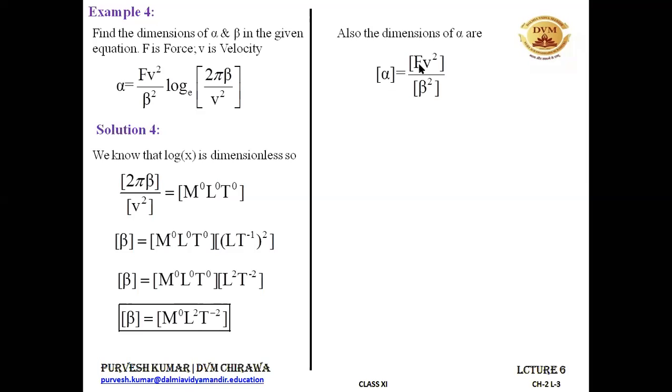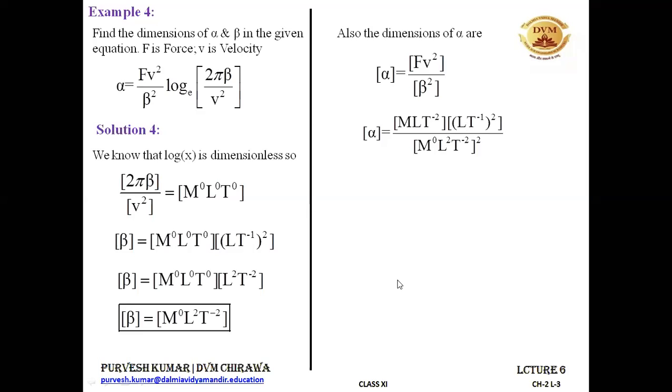Now write up the dimensions for f, that is force, v, that is velocity, and beta also we can write, because we have just obtained the dimensions of beta in our solution number 1, that is part A. Just put the dimensions of f, v, and beta. So we'll be getting it like this. For f, I have written mlt minus 2. For v, I have written lt minus 1, and it is squared, so I have squared it. And in place of beta square, I have written the square of the dimension that I have obtained in the previous solution, that is m0 l2 t minus 2 square.